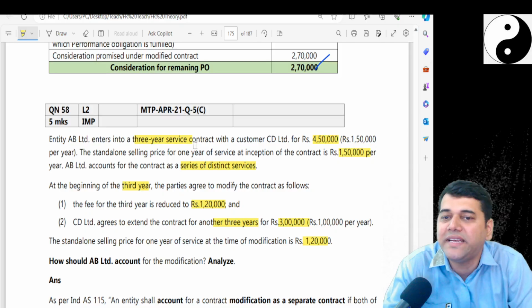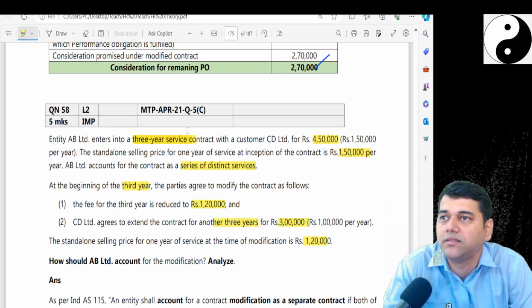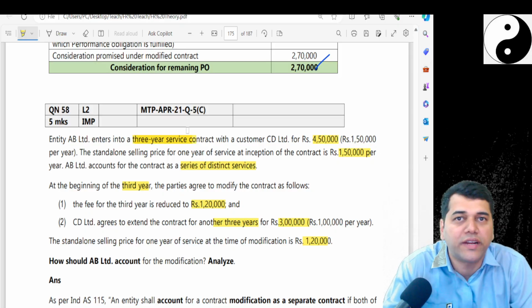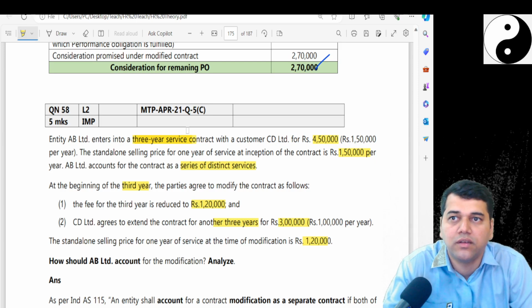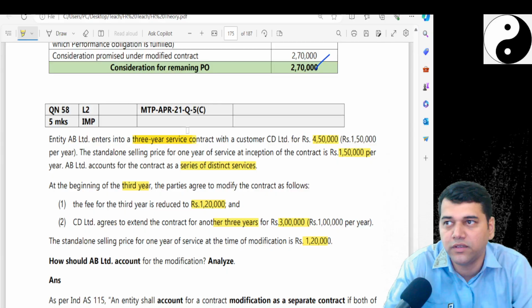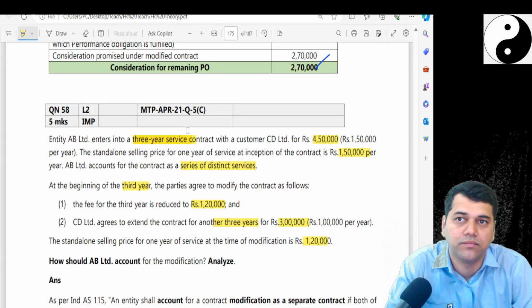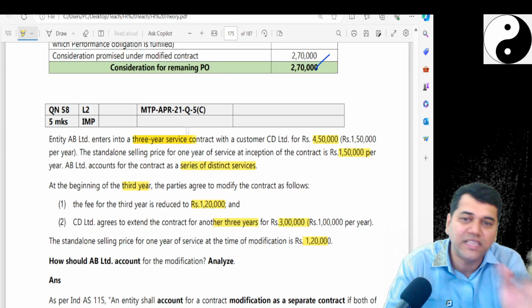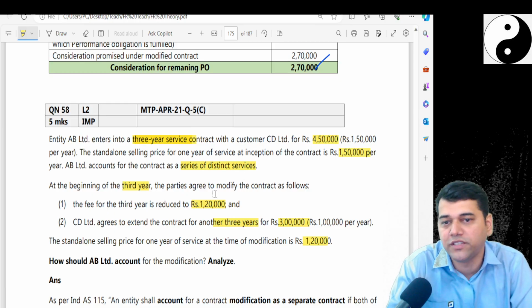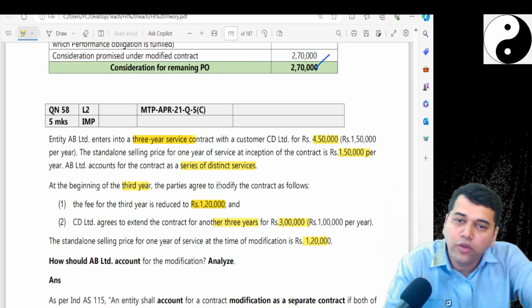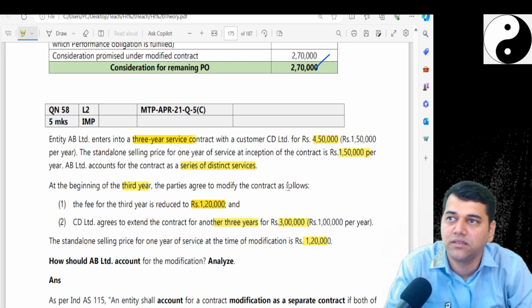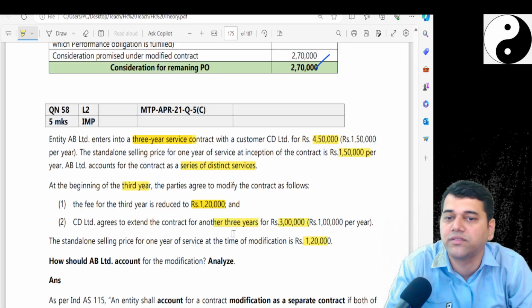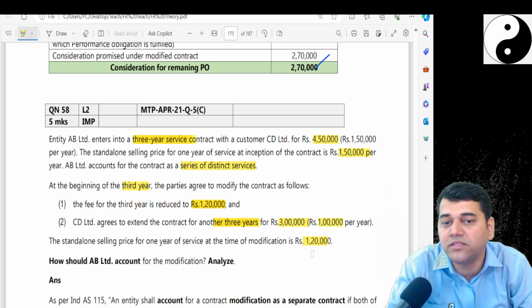What it is, the maintenance contract. 2-year contract is finished, and then you say 1 more year was left, you stop it and you change the price which is equal to its SSP, and then you extend it further for 3 more years, and that price is not equal to its SSP.